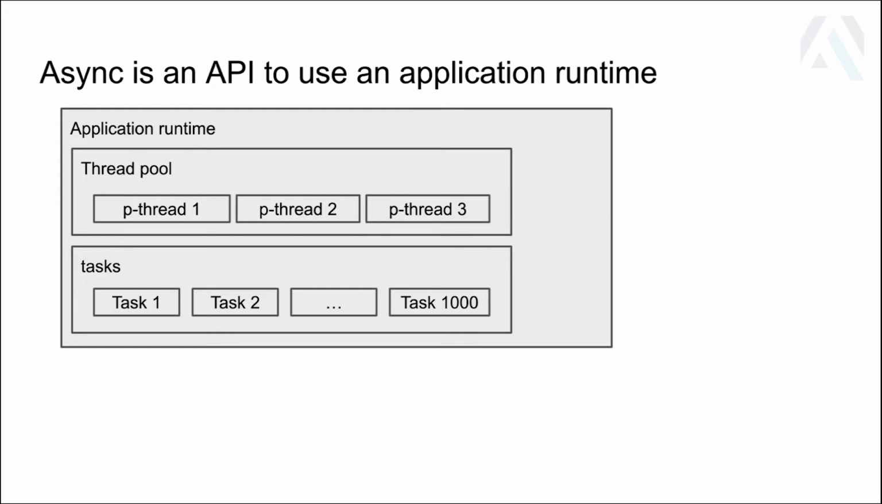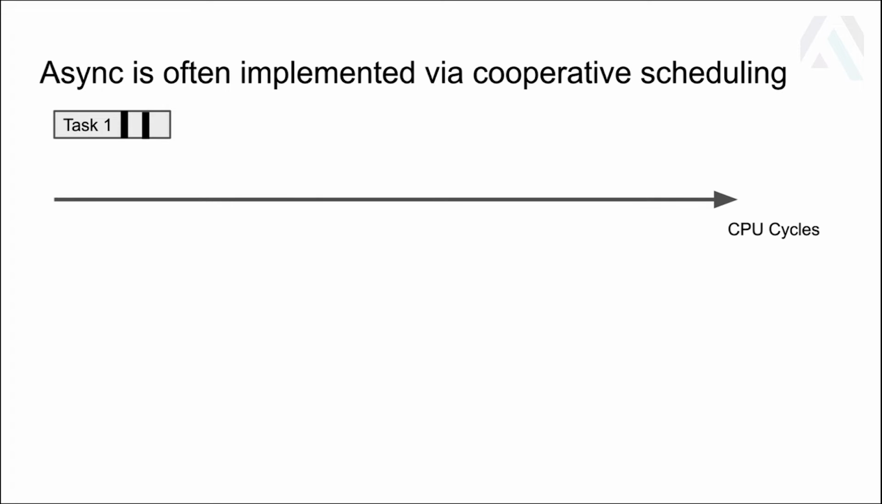The second aspect of asynchronous, which most programming languages or runtimes implement, is that async is often implemented via cooperative scheduling. Cooperative scheduling works as follows. The basic idea is this: you have a task, let's say task 1, and I'm representing here the size of the task by the number of CPU cycles. The arrow is just CPU cycles, and I'm adding these two black lines there, and I'm going to explain them now.